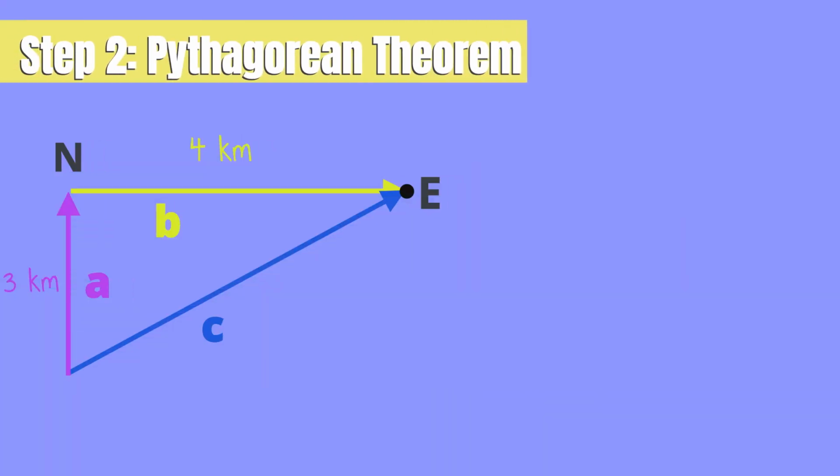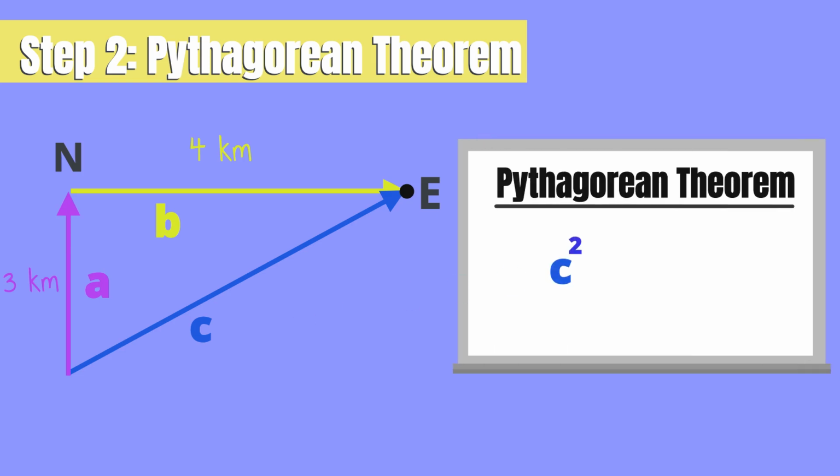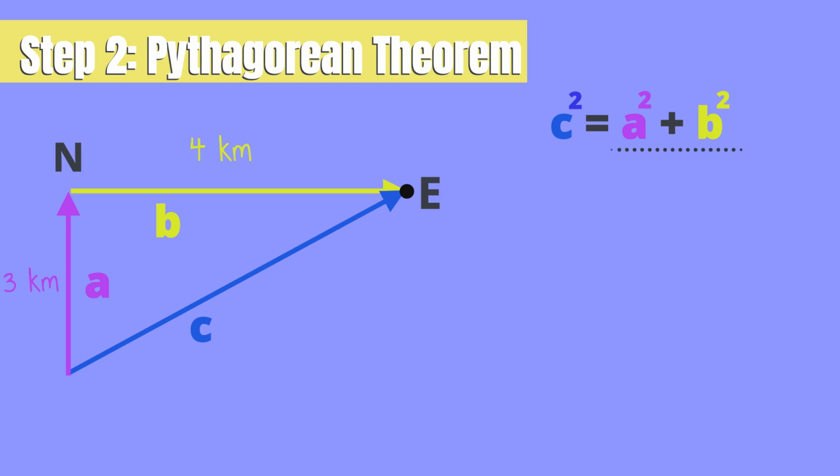Step 2. What is the Pythagorean theorem? The Pythagorean theorem states that in a right triangle, the square of the hypotenuse, the longest side, is equal to the sum of the squares of the two shorter sides, the legs. Mathematically, a squared plus b squared equals c squared, where a and b are the lengths of the legs, in this case, your north and east walks. C is the hypotenuse, your displacement.